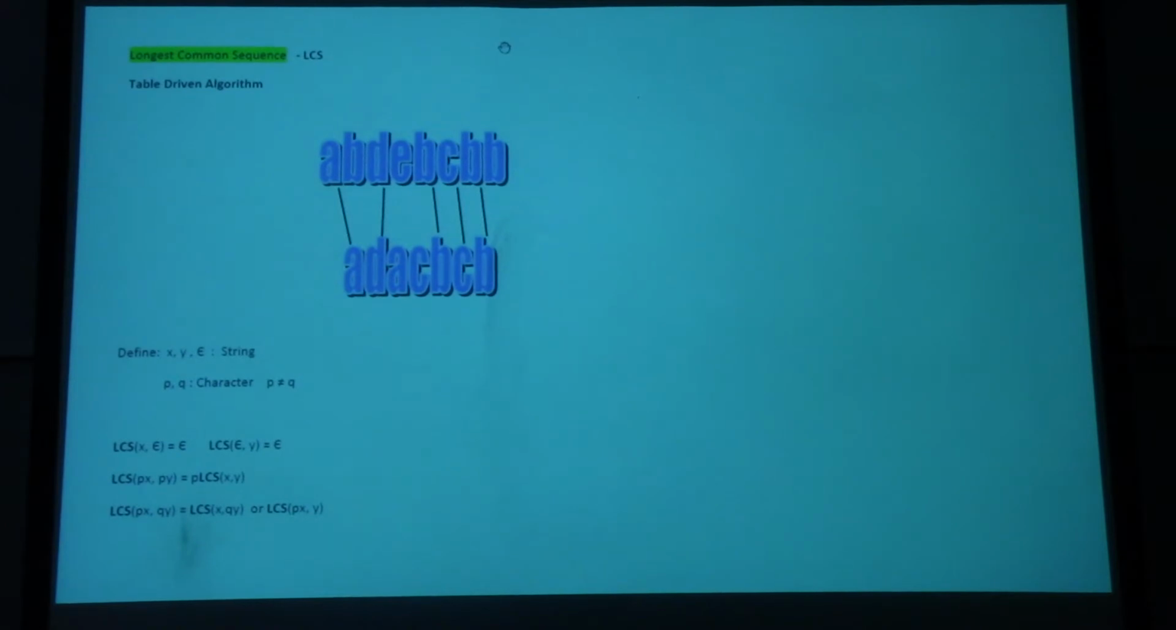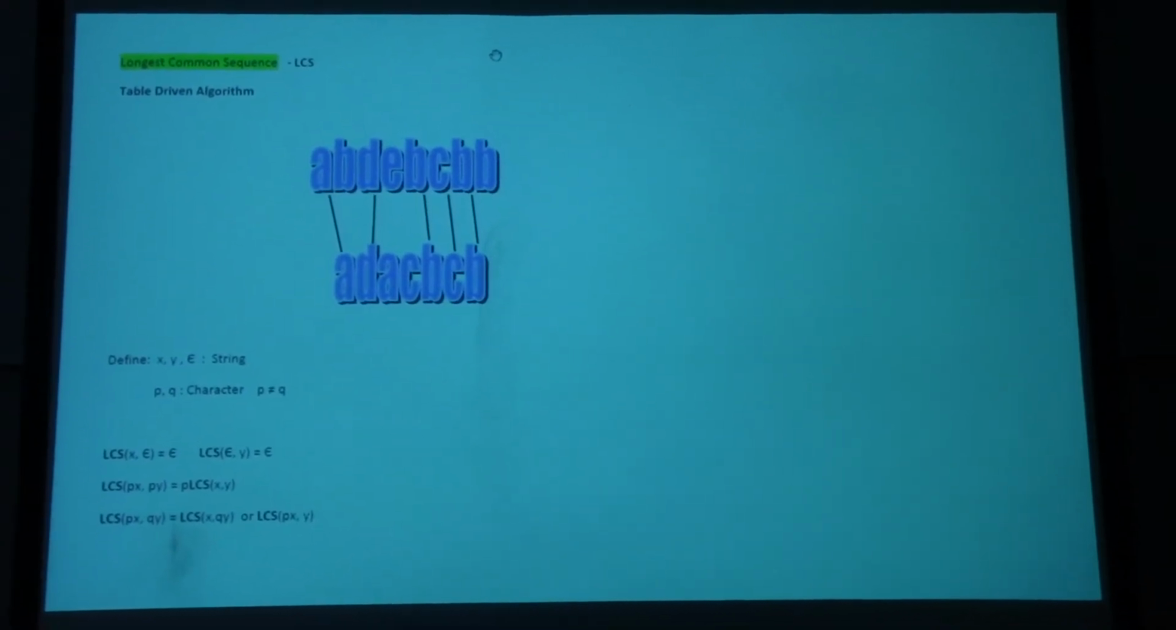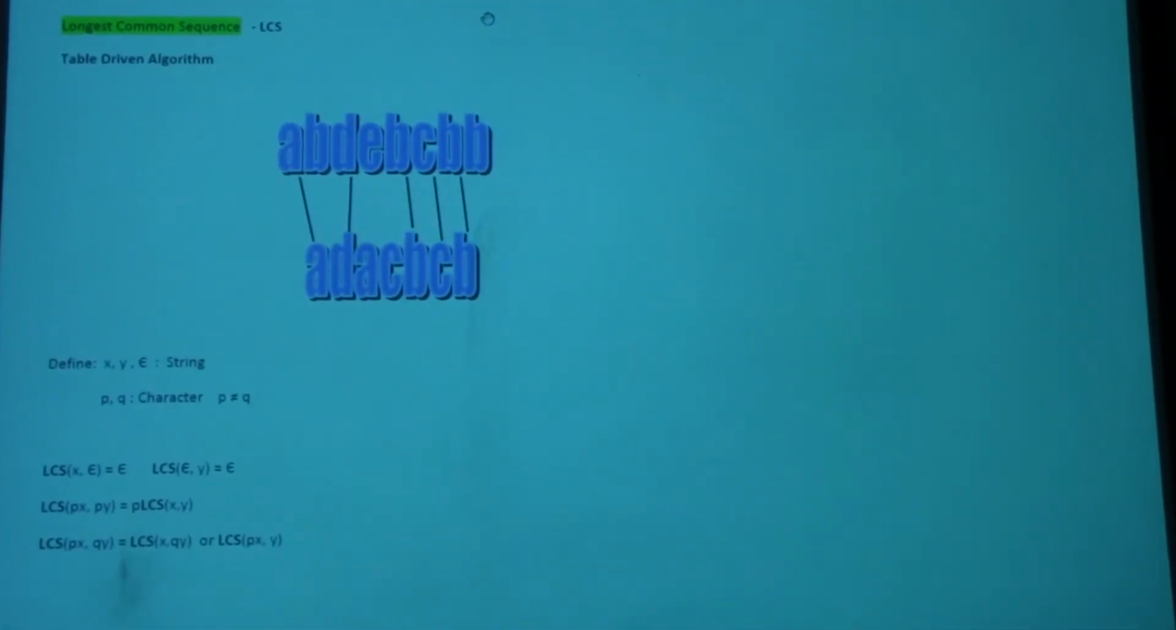Now, what we're going to do is we're going to solve this recursively, but then we're going to look at another technique called the table-driven algorithm. And a table-driven algorithm is a way we can solve an algorithm using a table. The table can be either a vector, which is a linear matrix, just a one-dimensional matrix, or it could be a two-dimensional matrix, or it could be a three-dimensional matrix. It's some type of a table. You can have one-dimensional, two-dimensional, three-dimensional tables, and beyond, I suppose.